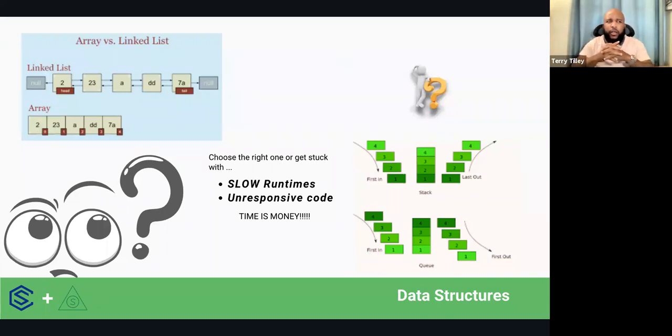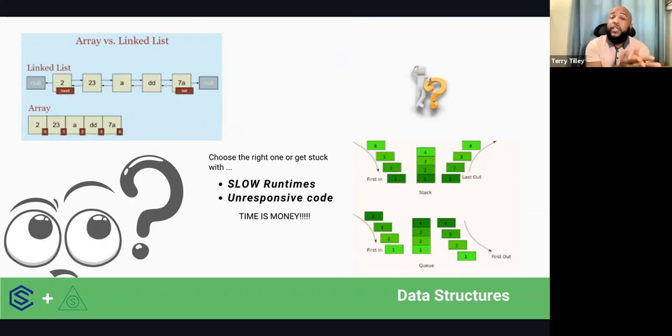But as an engineer, as a developer, you have to think about what is the best data structure for what I'm trying to achieve. It's not so much the data structure itself, it's choosing the right data structure. When you look at arrays versus linked lists, do I need the time complexity to be constant as far as looking up different data points?